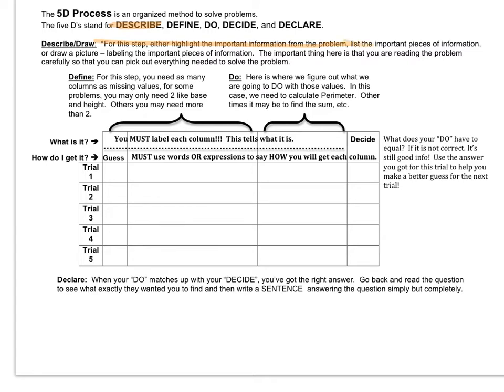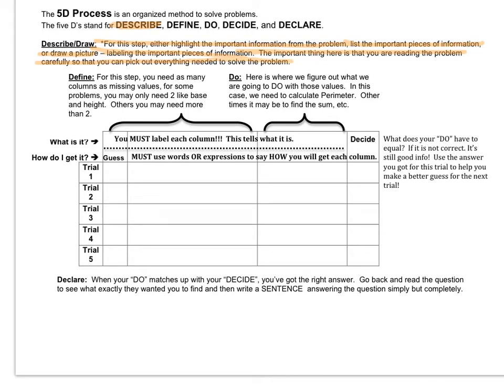So you're going to list the important pieces of information, or you can draw a picture. If the problem is talking about a rectangle, I would probably draw a rectangle and label the sides with the information that I know. The important thing to remember about the describe is that you're reading the problem carefully so that you can pick out everything that's needed to solve the problem.